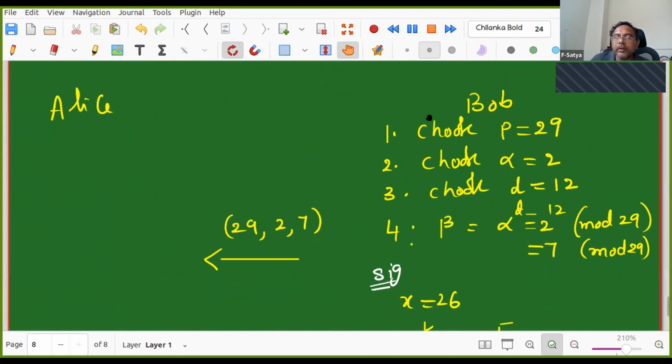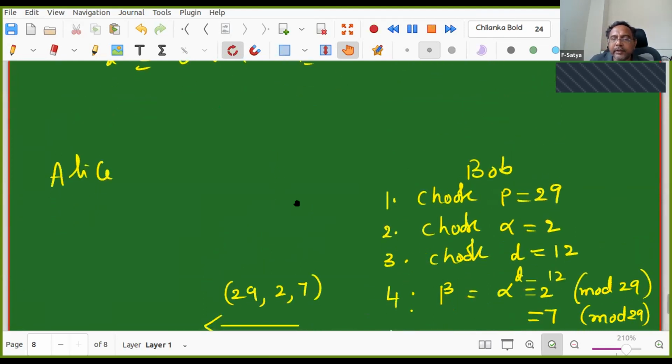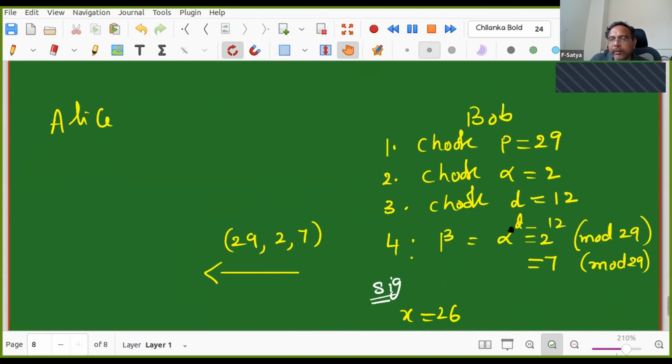Now one example: Bob uses a prime 29 and the primitive root, the generator alpha, equal to 2, and D equal to 12. And 12 is relatively prime to P minus 1. How do we choose D? D is anything, you can choose it. It is key generation only. So beta equal to alpha power D, 2 power 12, which is 7.